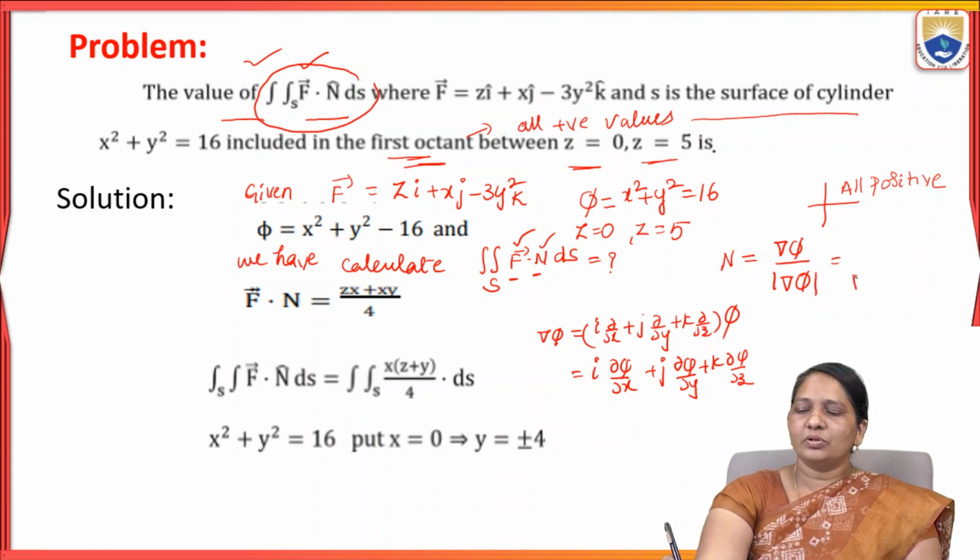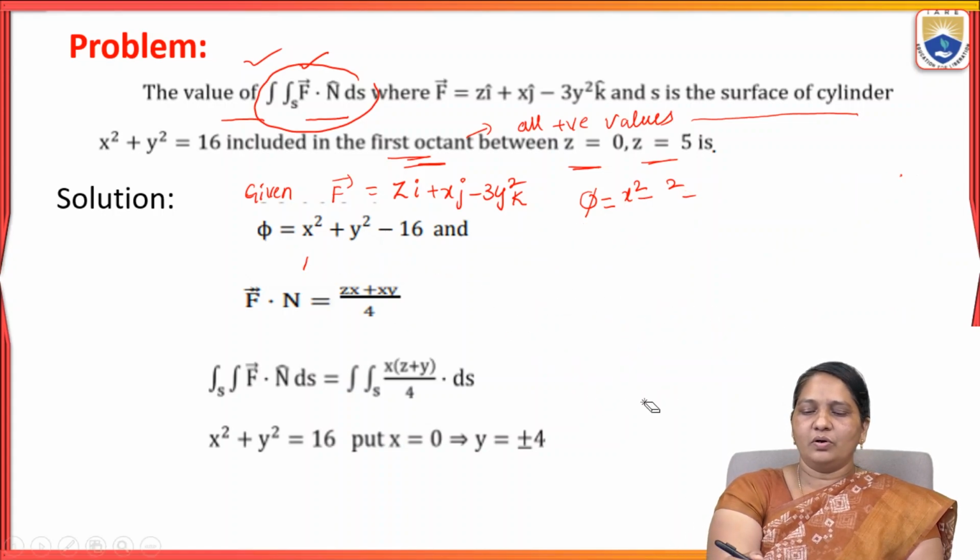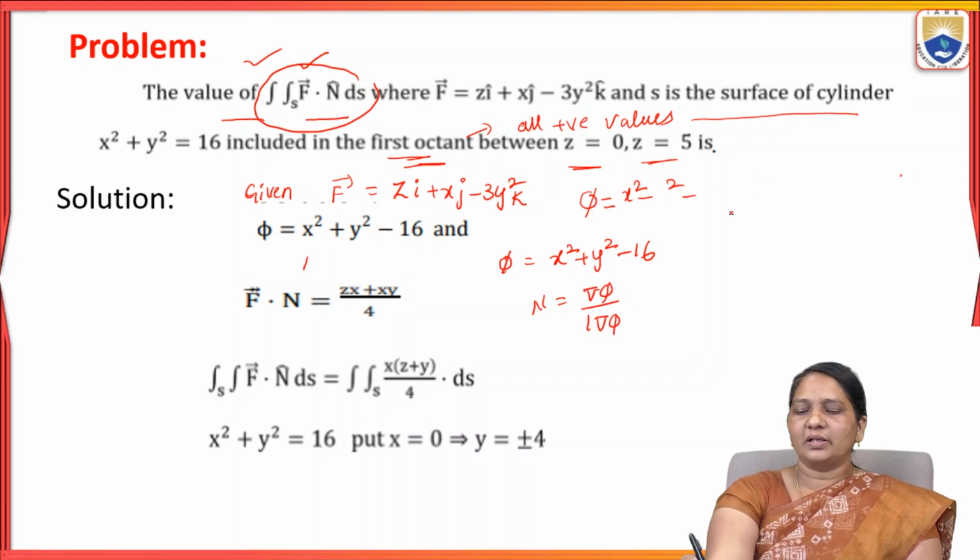The modulus means, as we already know, the square root of (∂phi/∂x) whole square plus (∂phi/∂y) whole square plus (∂phi/∂z) whole square. Now you can see this: phi equals x square plus y square minus 16. So what is the n value? n is del phi by the modulus of del phi. First we are calculating del phi. Del phi is i ∂phi/∂x plus j ∂phi/∂y plus k ∂phi/∂z.